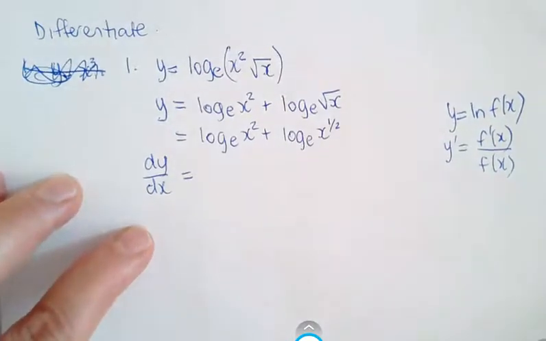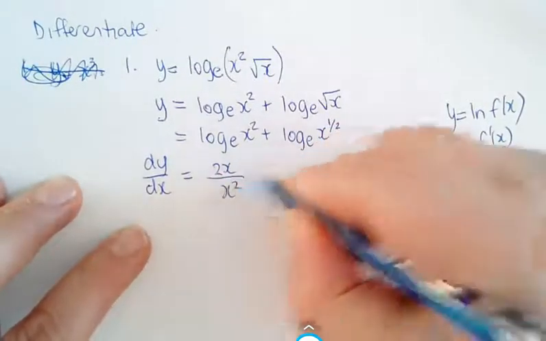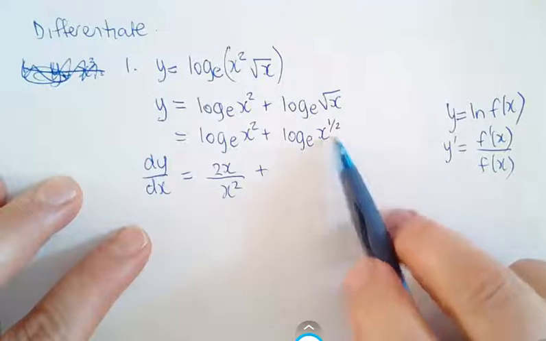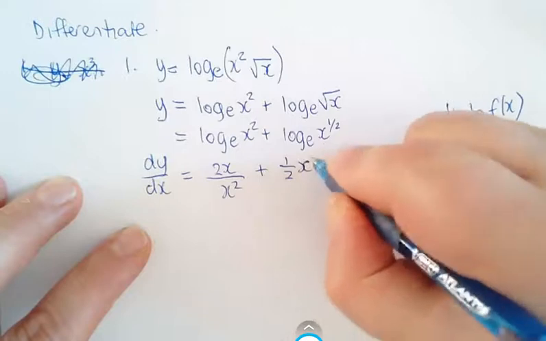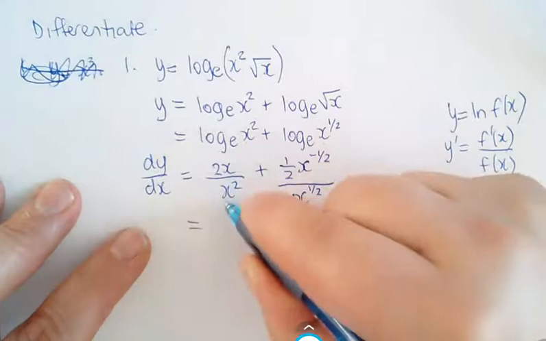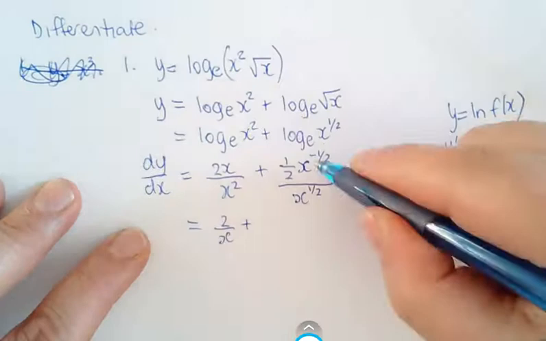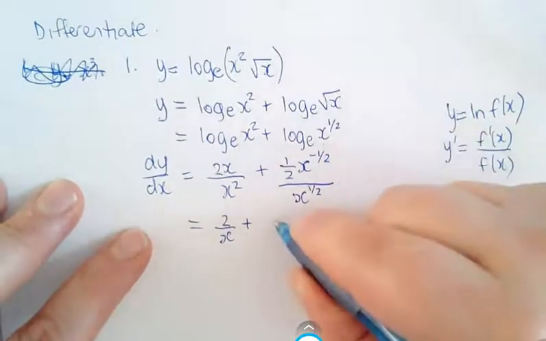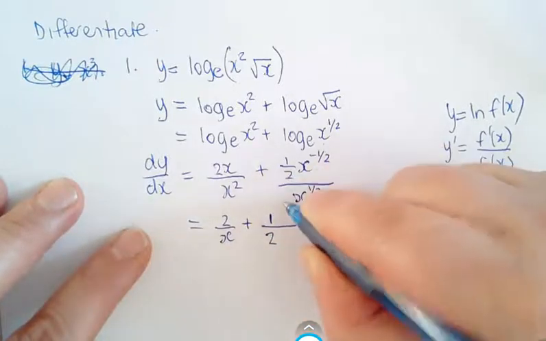So just applying that rule, the derivative of x squared is 2x over the function, which is x squared, plus the derivative of x to the power of a half, which is bring the half to the front, write the x out, drop the power by 1, over the original function, which is x to the power of a half. Now, we've got 2x on x squared, which simplifies to 2 on x, plus, now I can bring this x to the power of a half down to the denominator, so I've got 1 over 2, so the 2 can go down there as well.